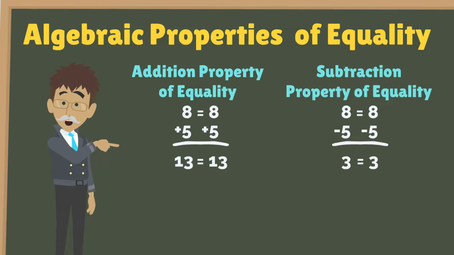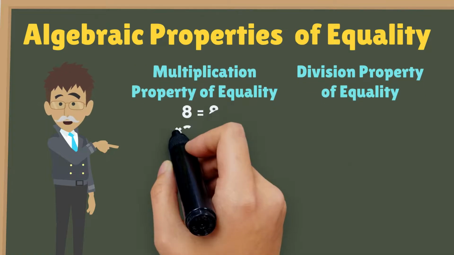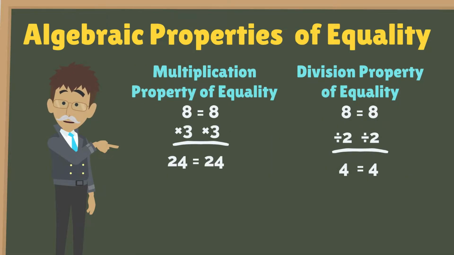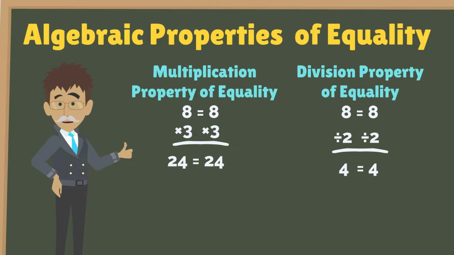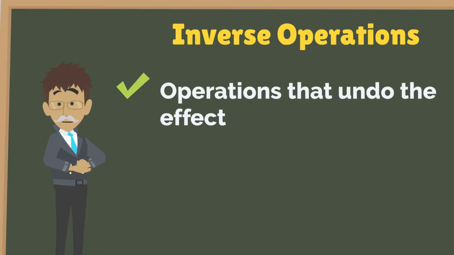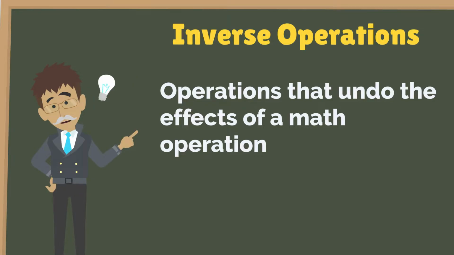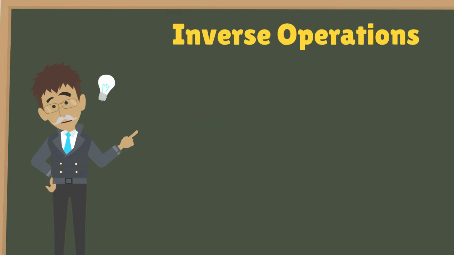The algebraic properties of equality allow us to do the basic manipulations of equations to solve them. These properties state that we can do the four basic math operations to equations and maintain balance. This knowledge that we can manipulate an equation leads to the idea of inverse operations. Inverse operations are opposite operations that undo the effects of a math operation. Let's look at some examples of inverse operations.